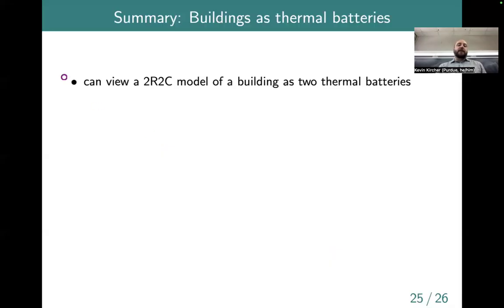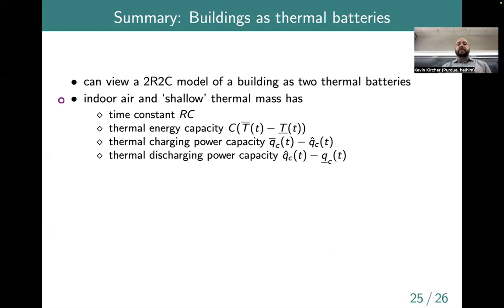All right, so just to summarize here, working from a 2R2C model, and I guess you can do similar games with higher order models, you can view it as two thermal batteries. So there's a fast battery and a slow battery, or an air battery and a mass battery, if you like. The indoor air, and whatever shallow thermal mass is tightly coupled to the indoor air, is a battery with a self-dissipation time constant RC. Its capacity is just C times this delta T, where the delta comes from the highest and lowest acceptable or comfortable temperatures. And then we have a charging power capacity and a discharging power capacity. These are defined relative to the nominal power consumption under normal operations.